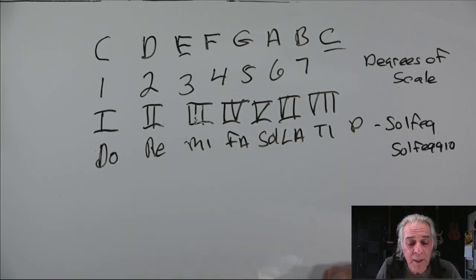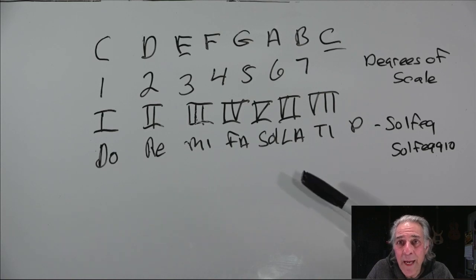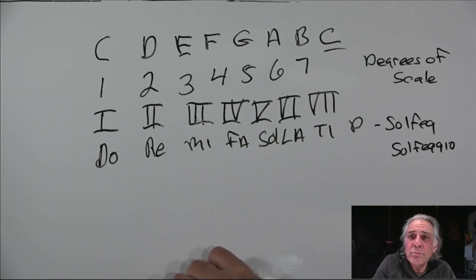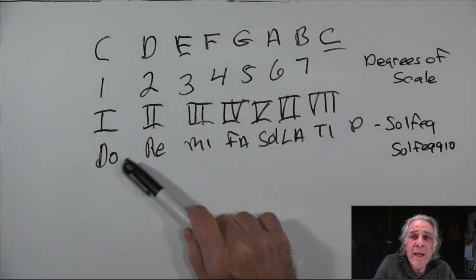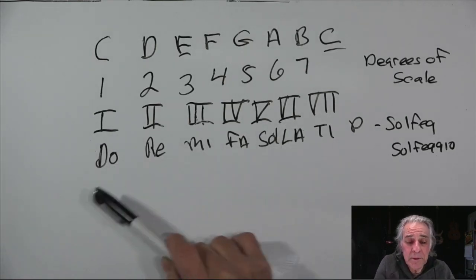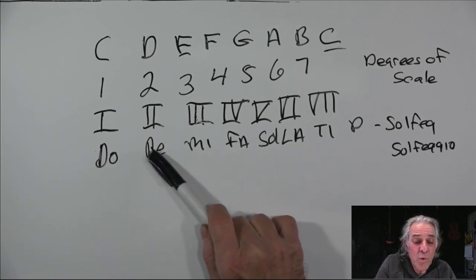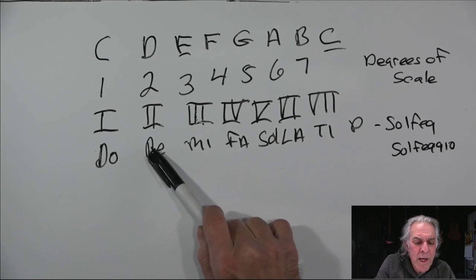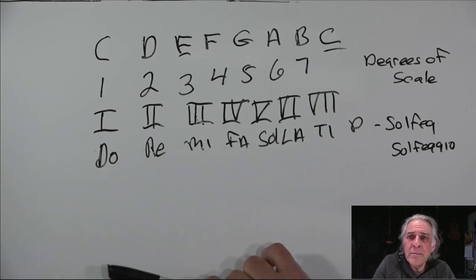Let's try another one. Major second interval. Happy Birthday. Do, do, re, do. Whole step. Complete the phrase. Do, do, re, do, fa, mi.